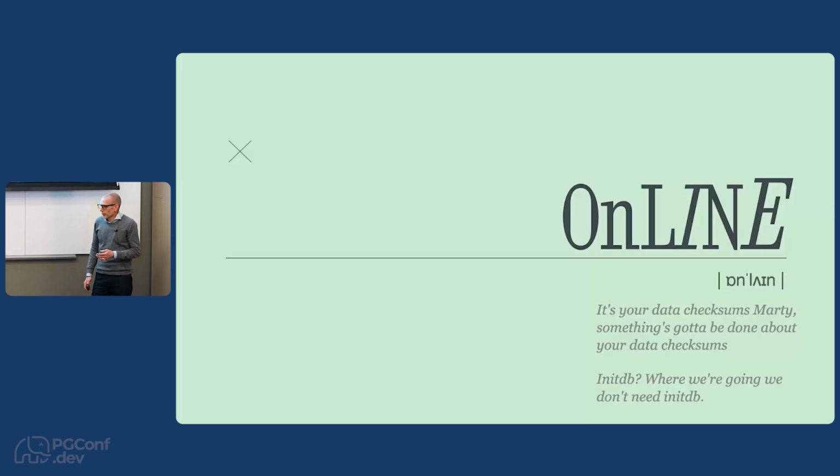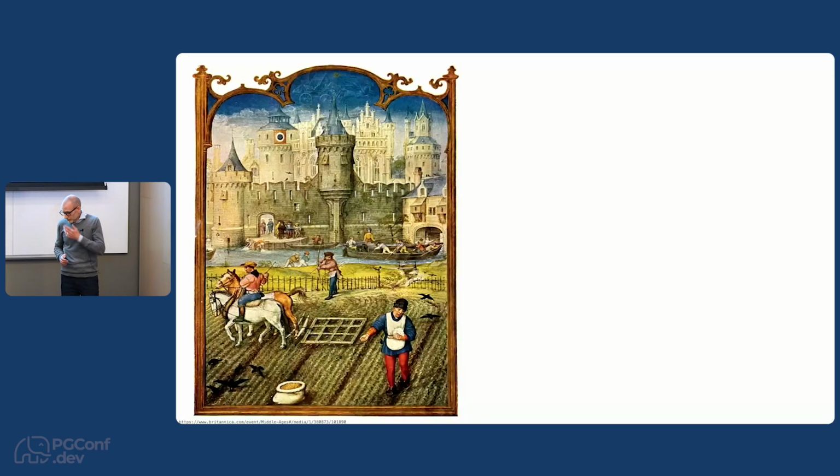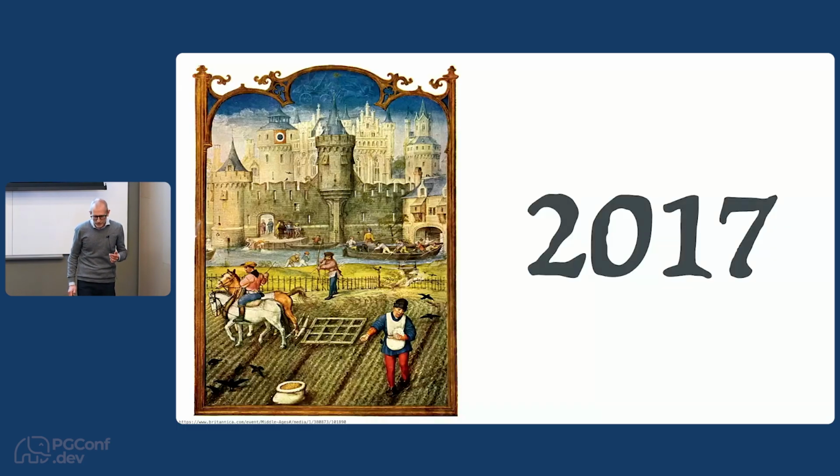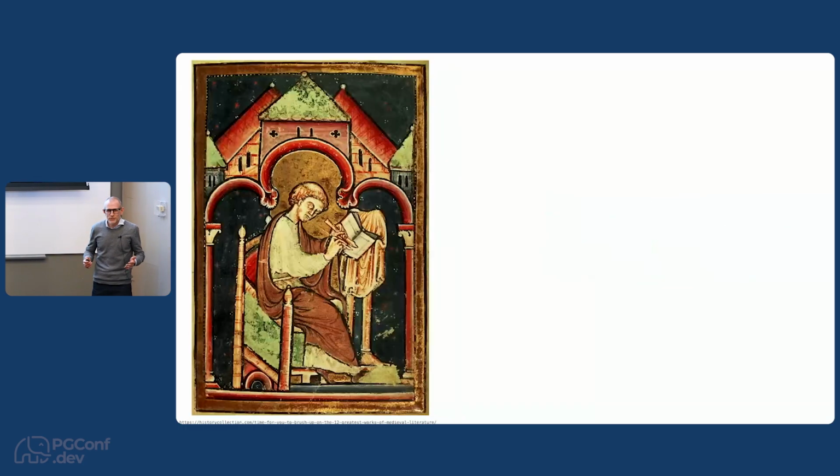So what about online changing of data checksums? Because as I said, up until V18, you could only do it during initdb or with an offline utility. So to start with that, we have to go back in time a bit. We have to go back all the way to 2017, where this sort of takes a start. And Magnus was writing an email.